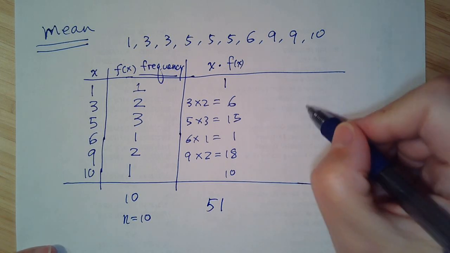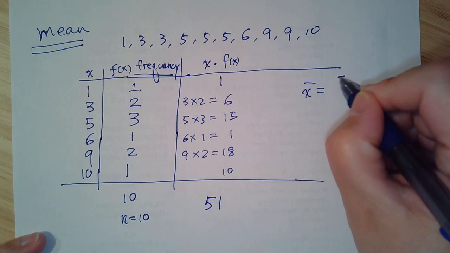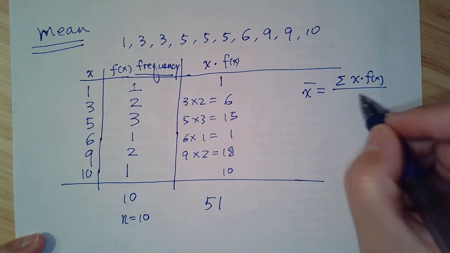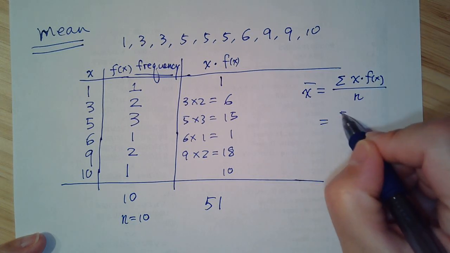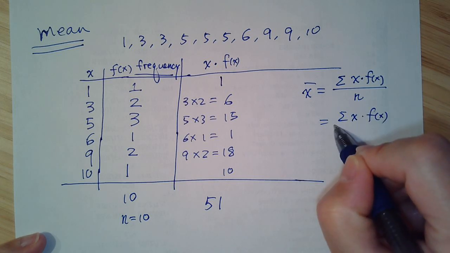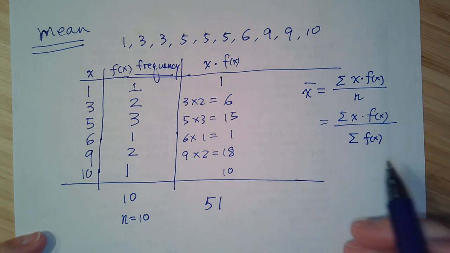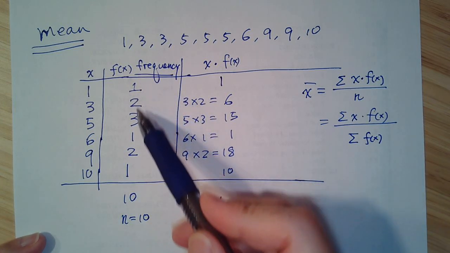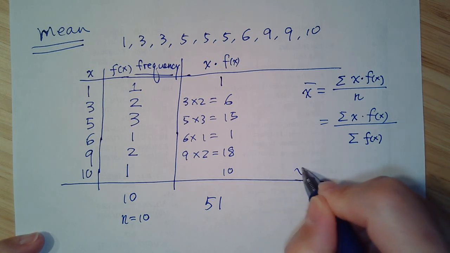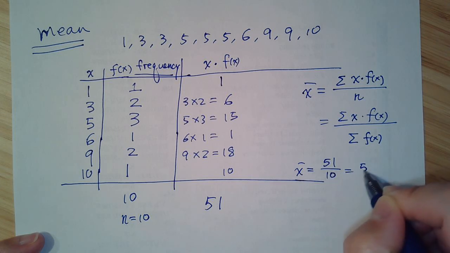All right, now in this case, our x bar will be just the summation of x times the frequency of x over n, or you can say the summation of x times f of x divided by the summation of f of x. That frequency column adds up to n, the sample size. All right, so in our case, our x bar will be 51 over 10. So my answer is 5.1.